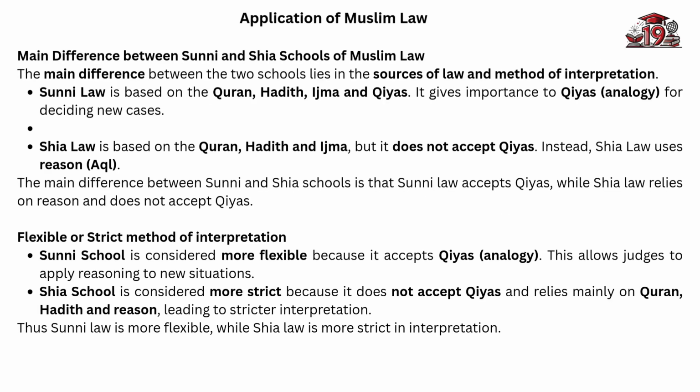Main difference between Sunni and Shia schools of Muslim law. The main difference between the two schools lies in the sources of law and method of interpretation. Sunni law is based on the Quran, Hadith, Ijma, and Qiyas. It gives importance to Qiyas, analogy, for deciding new cases.